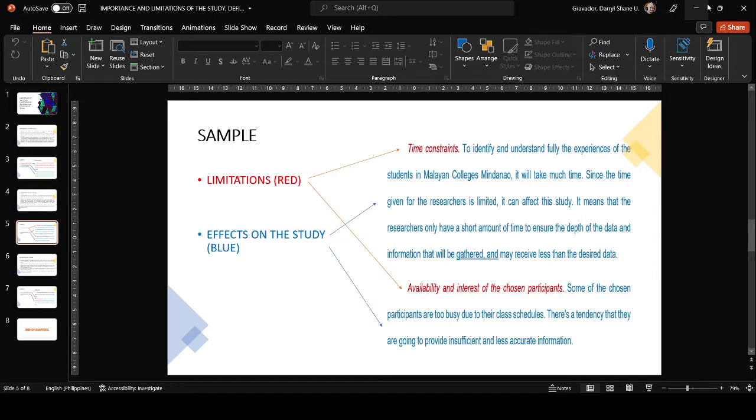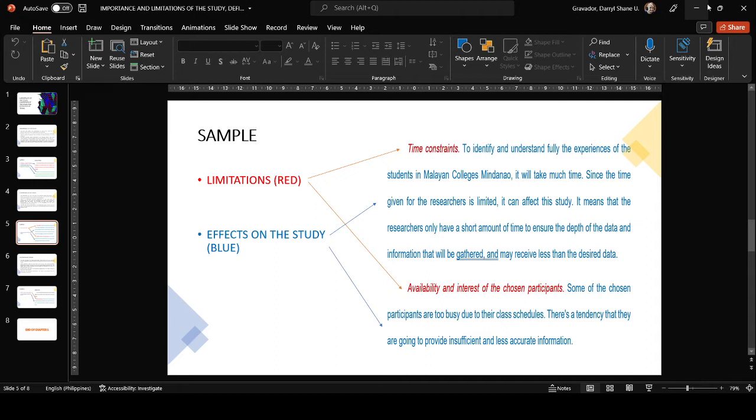Now, to give you a sample, here are two limitations. Keep in mind, ladies and gentlemen, that this is not a generic limitation. For your study, you will have a unique set of limitations because no two studies are alike.